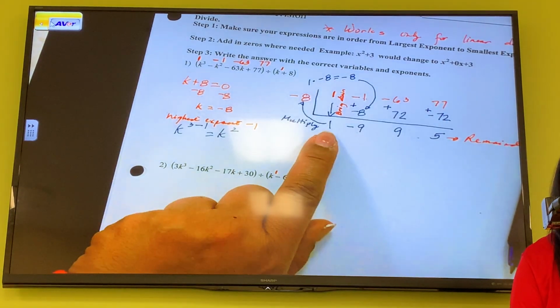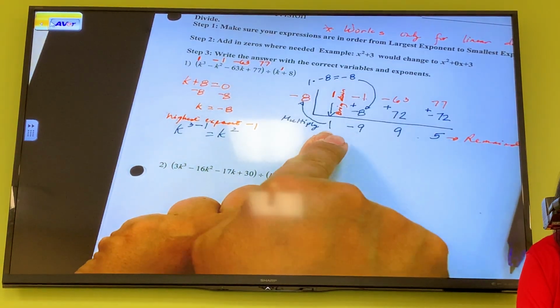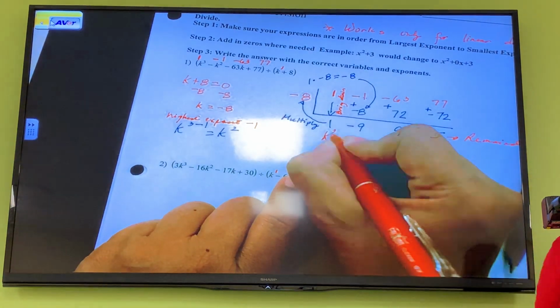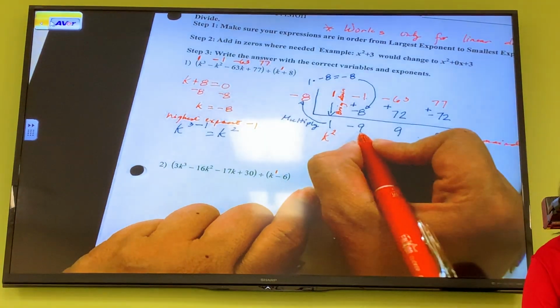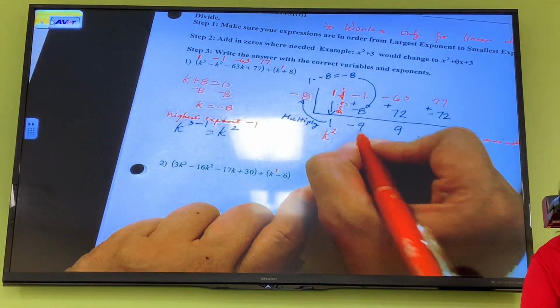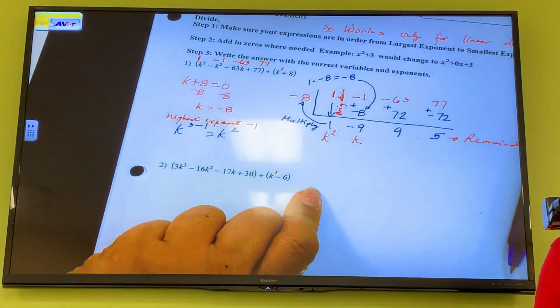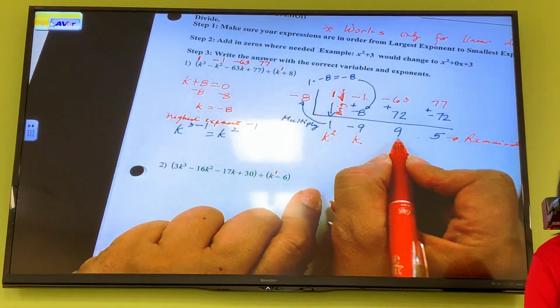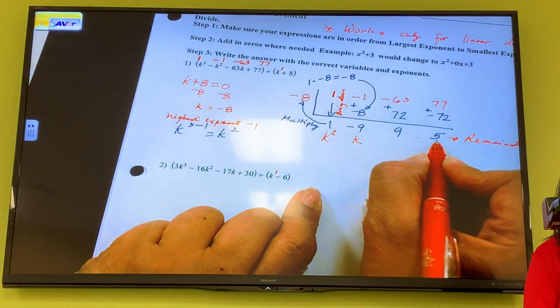So for k, the first numerical coefficient is 1. This is when your k will be second power. Then the next numerical coefficient is negative 9. This is the one that will have the k. And of course, the 9 is the constant, the one without the k on it. And the 5 is your remainder.